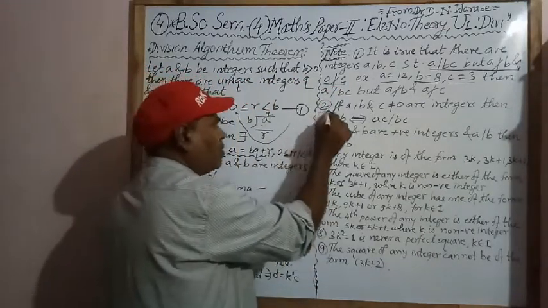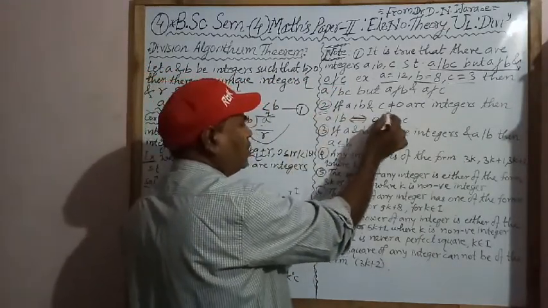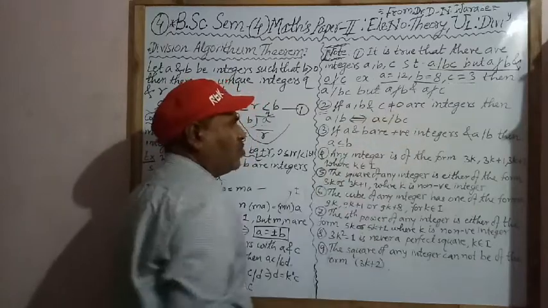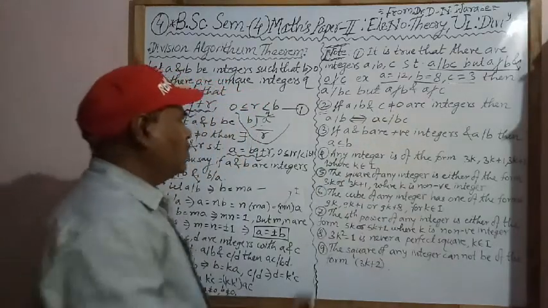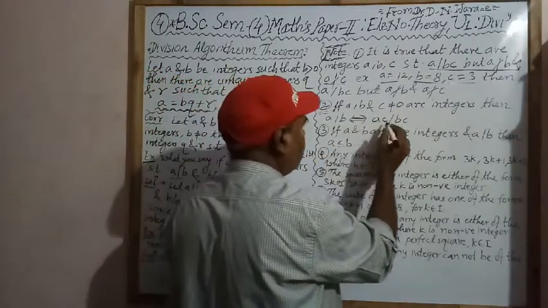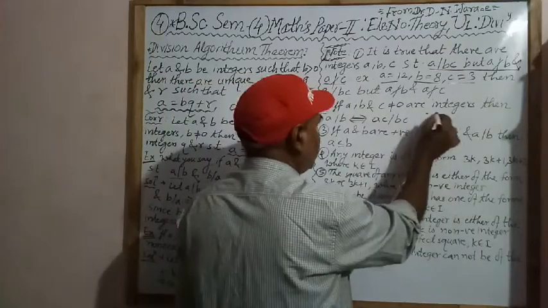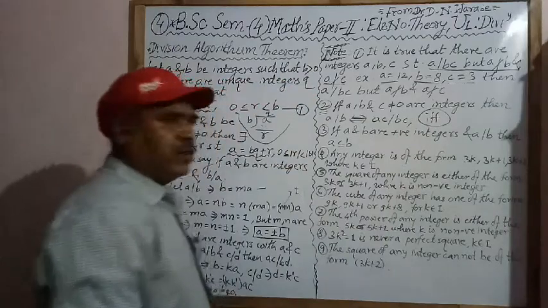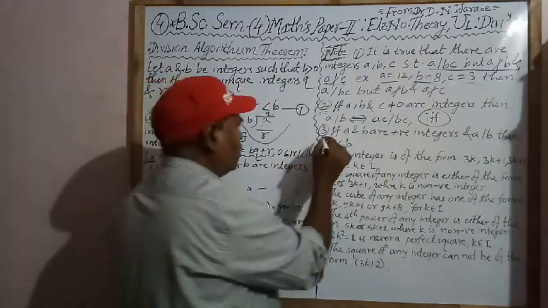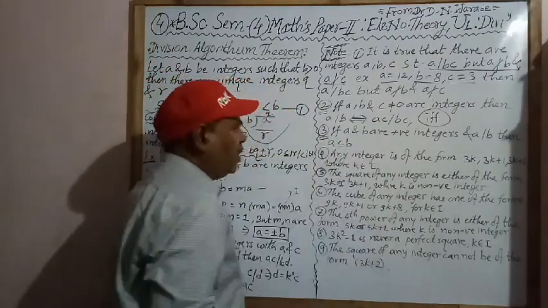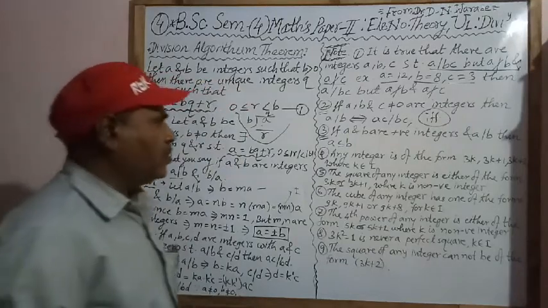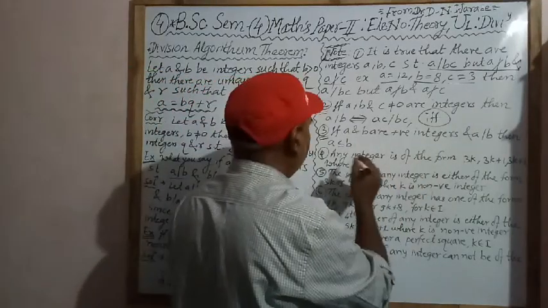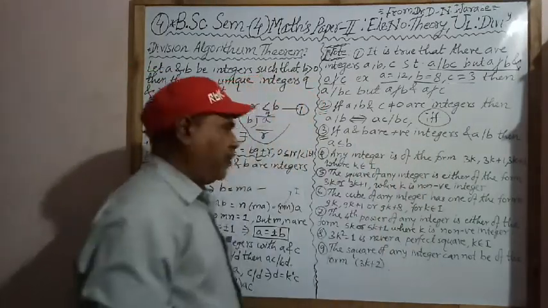Second rule: if a, b and c are integers with c not equal to 0, then a divides b if and only if, this is the symbol for if and only if, ac divides bc. Then third, if a, b are positive integers and a divides b, then we have a is less than or equal to b.